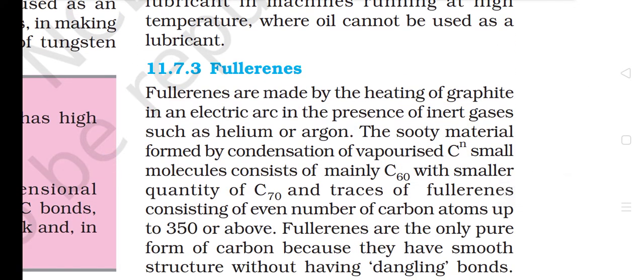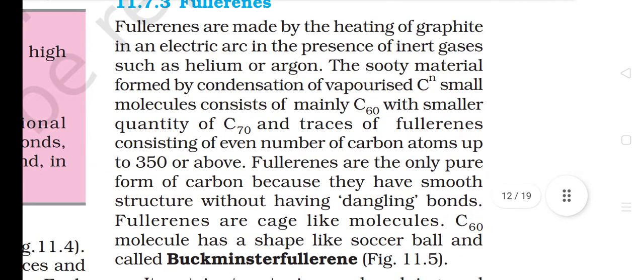Fullerenes. Fullerenes are made by the heating of graphite in an electric arc in the presence of inert gases such as helium or argon. The sooty material formed by condensation of vaporized C_n small molecules consists of mainly C60 with a smaller quantity of C70 and traces of fullerenes consisting of even number of carbon atoms up to 350 or above. Fullerenes are the only pure form of carbon because they have a smooth structure without having dangling bonds.